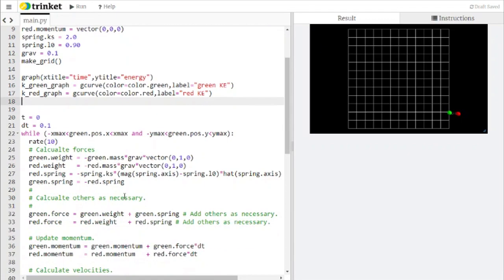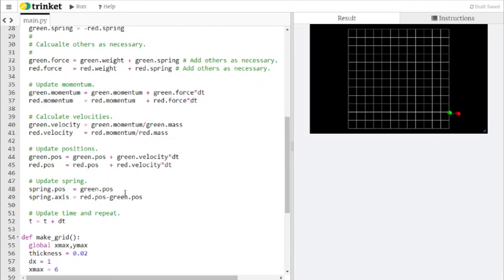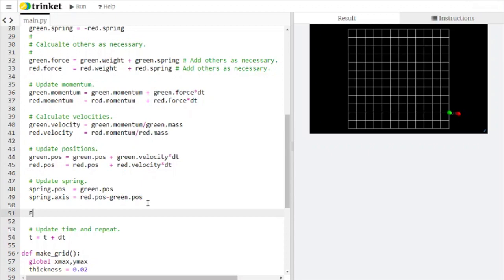Why don't we go ahead and calculate those down here, just to make sure that our graph's working out the way we think it will. Let's see here. Let's do this. Let's have this be, calculate energies.